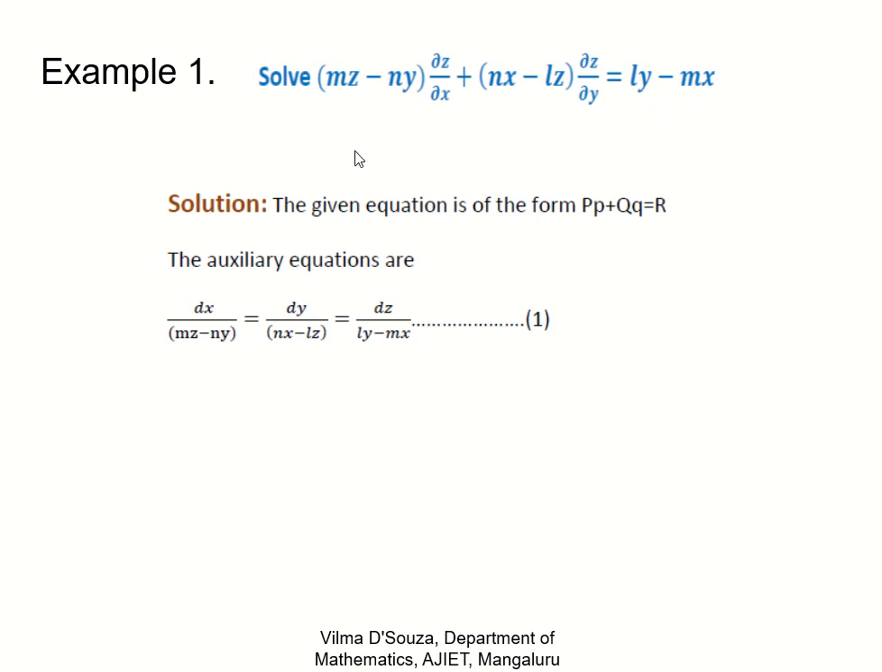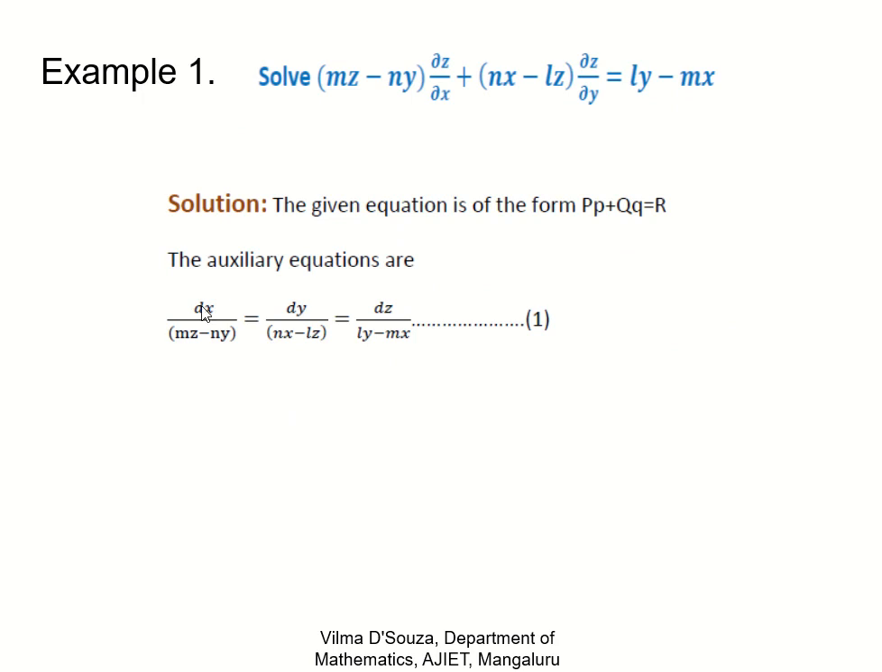So now you can observe here the equation of the form Pp plus Qq is equal to R. This is your p, this is your q, small p and q, and this is a function of x, y, z. So capital P, this is capital Q, and this is capital R. What are the auxiliary equations? dx by P, mz minus ny, dx by (mz minus ny) is equal to dy by (nx minus lz), that is Q, is equal to dz by R, R is ly minus mx.